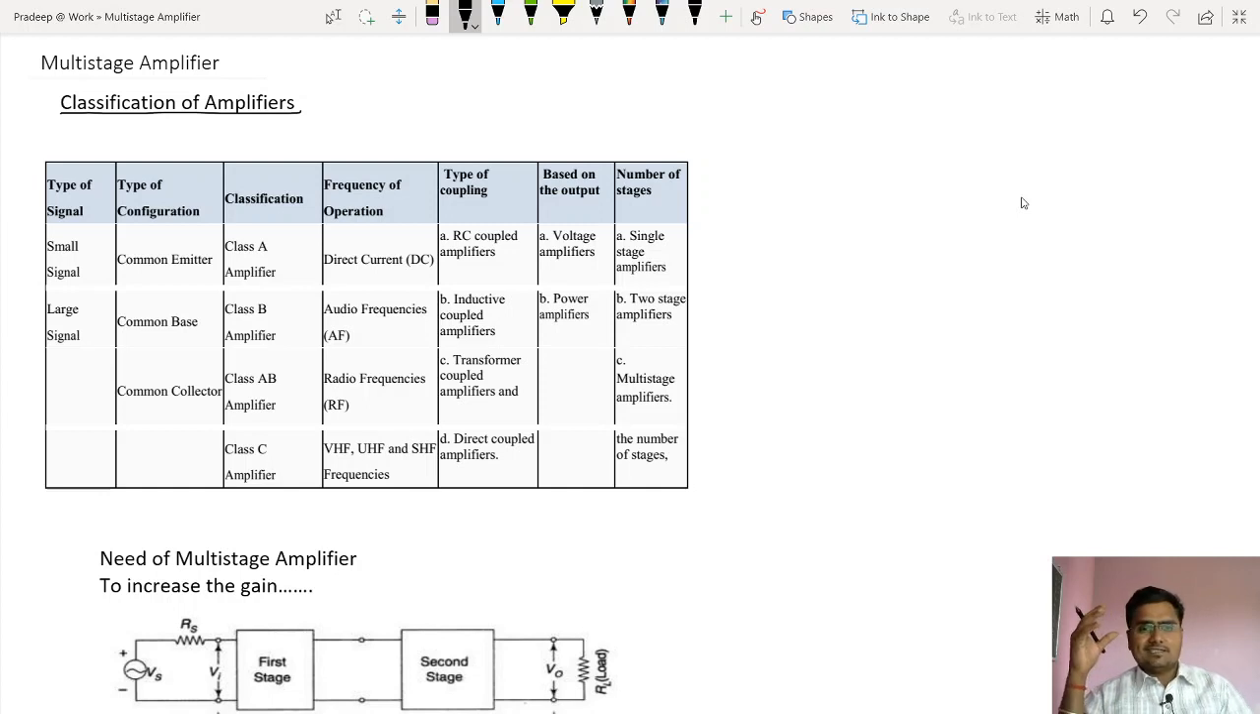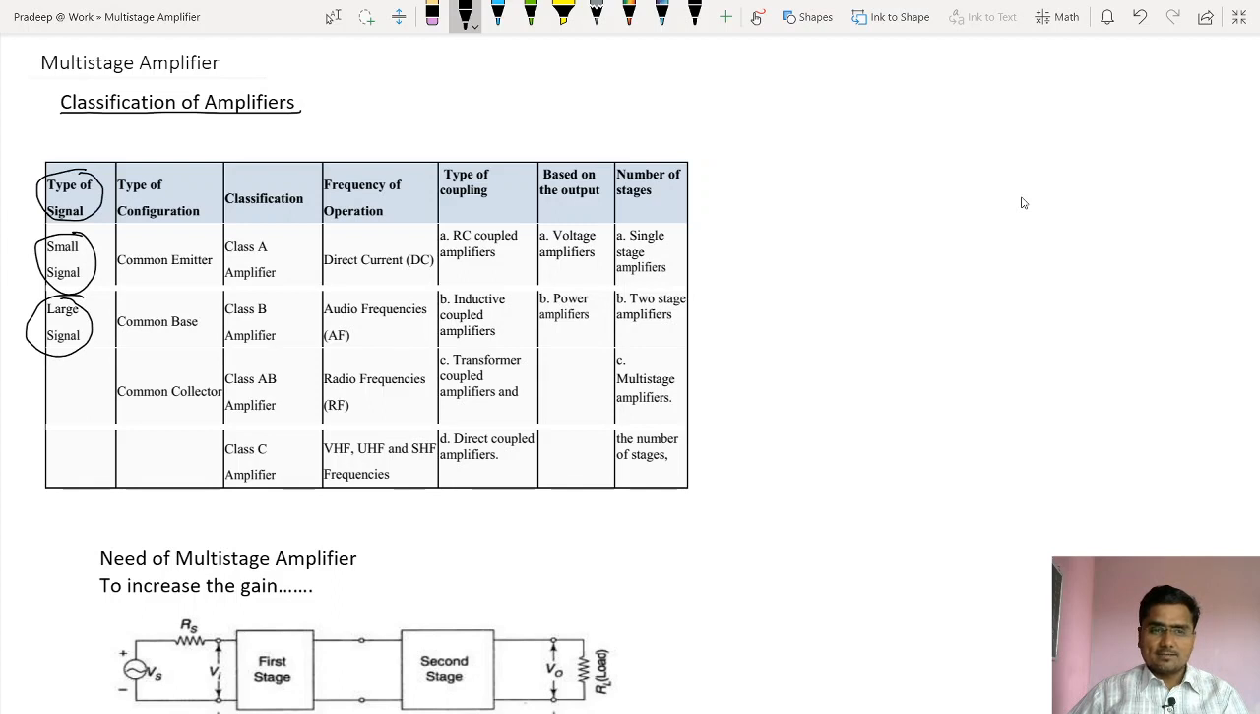Amplifiers can be classified depending on different scenarios. I can classify amplifiers on the basis of configuration, on frequency of operation, and on the coupling. I can also classify them depending upon the type of signal, as small signal amplifiers and large signal amplifiers.